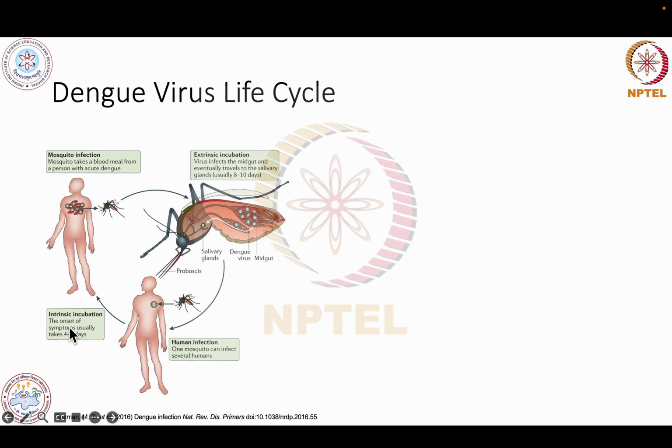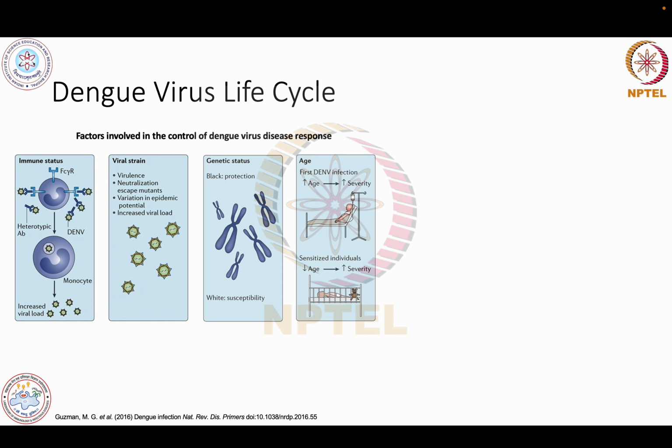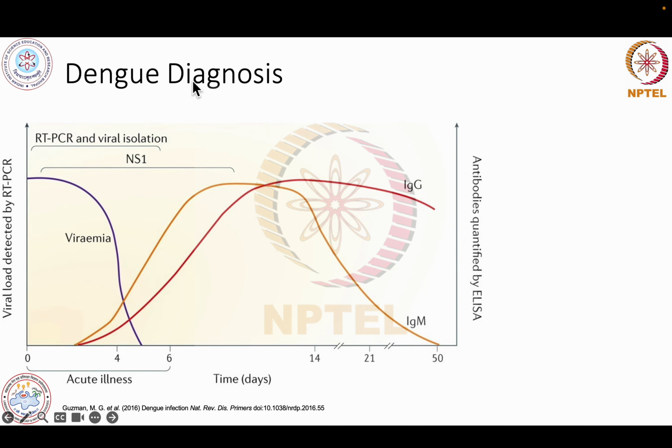Intrinsic incubation, the onset of symptoms, usually takes 4 to 7 days. Factors involved in the control of dengue virus disease response: immune status, viral strain, genetic status, age. Dengue diagnosis: in the acute illness at the very first few days, the viremia, the load of virus, is also high, and then after that the soluble antibodies increase.